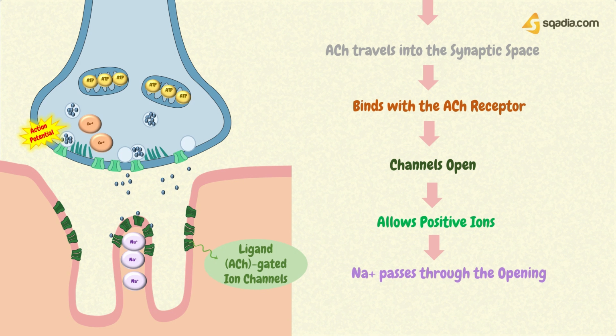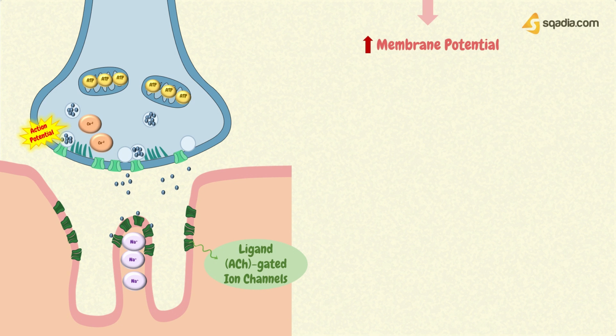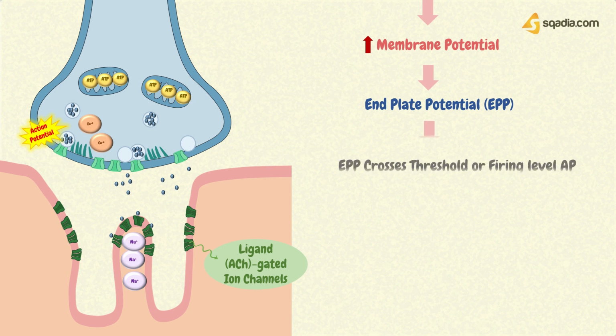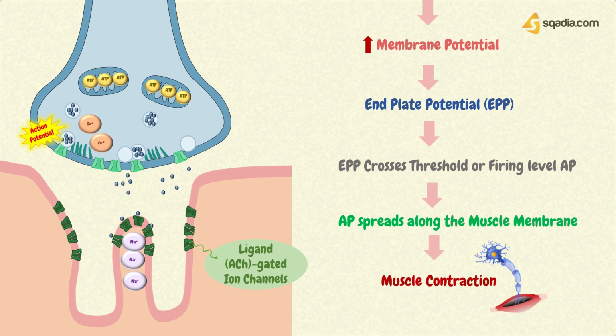Now that the sodium has passed through the opening and is carrying a positive charge, it causes the membrane potential to change, in this case to increase slightly or become less negative. This creates a local positive potential change known as end plate potential, or EPP. When the end plate potential crosses the threshold or firing level, that is action potential, the action potential spreads along the muscle membrane, and this is what causes the muscle contraction.